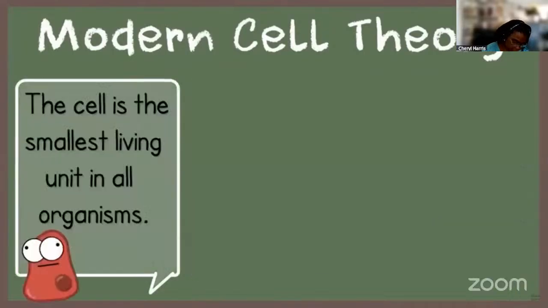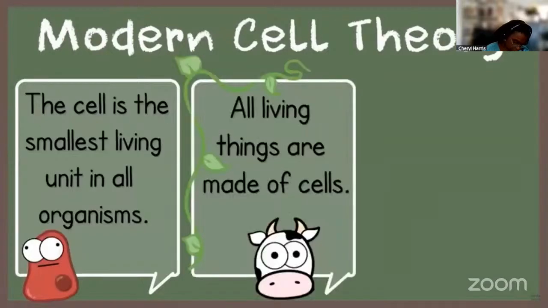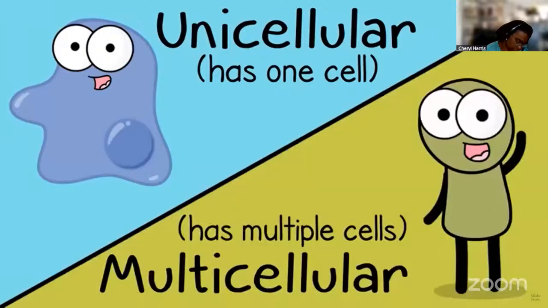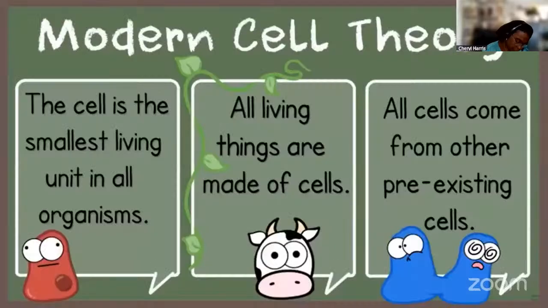In fact, it really makes you reflect on some of the incredible statements of the modern cell theory. The modern cell theory includes the following. First, that the cell is the smallest living unit in all organisms. And second, that all living things are made of cells, one or more cells. The amoeba I observed was a single-celled organism, so unicellular. Humans are made of many cells, so multicellular. And third, all cells come from other pre-existing cells.